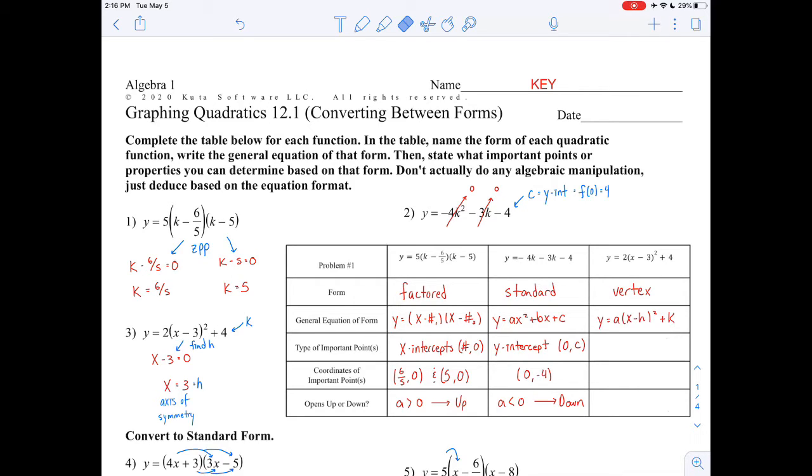So the general equation of y equals a parentheses x minus h squared plus k is vertex form. Of course, you get your vertex from that, h comma k, and the coordinates for this function would be 3 comma 4. And since our a value is 2, which is greater than 0, this would open up.